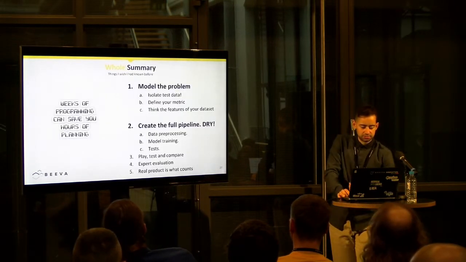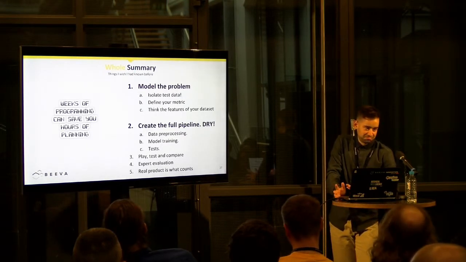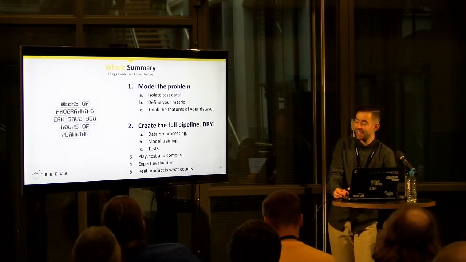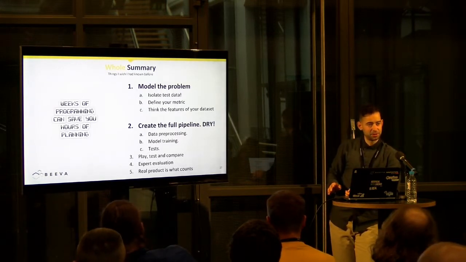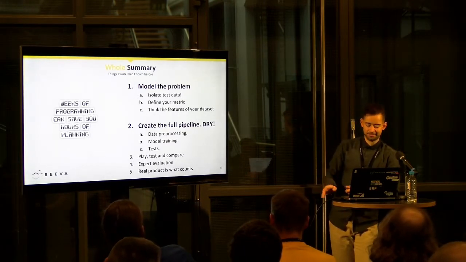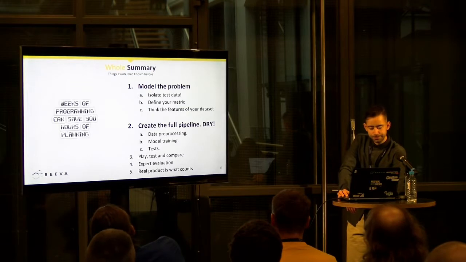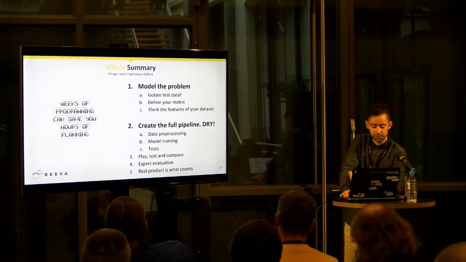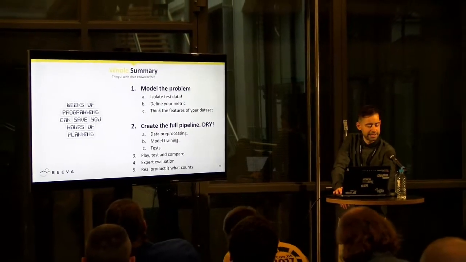Well, so to sum it up, a basic data science project: model the problem, spend time modeling the problem. When you have your data, isolate your test data first. If not, you will mix it up with augmented data. You will have augmented data in your test, and you will crash all your system. Define the metric you want to measure your model by. For example, in this case it was a Euclidean distance, which I was trying to minimize. And think of meaningful features in your data set.